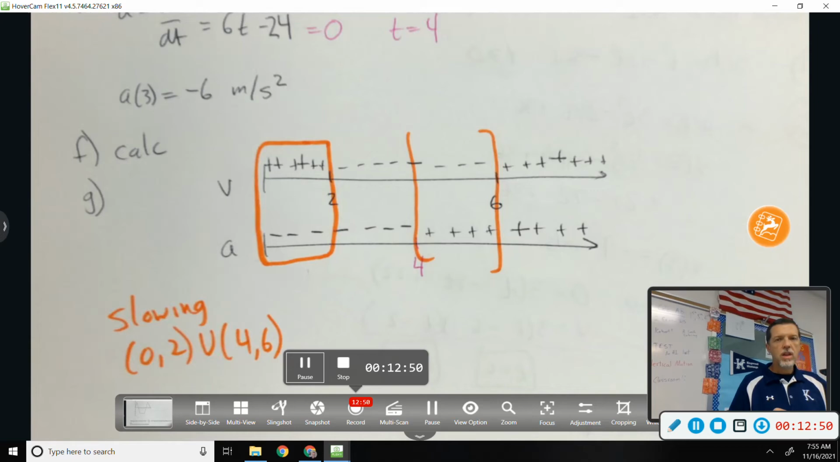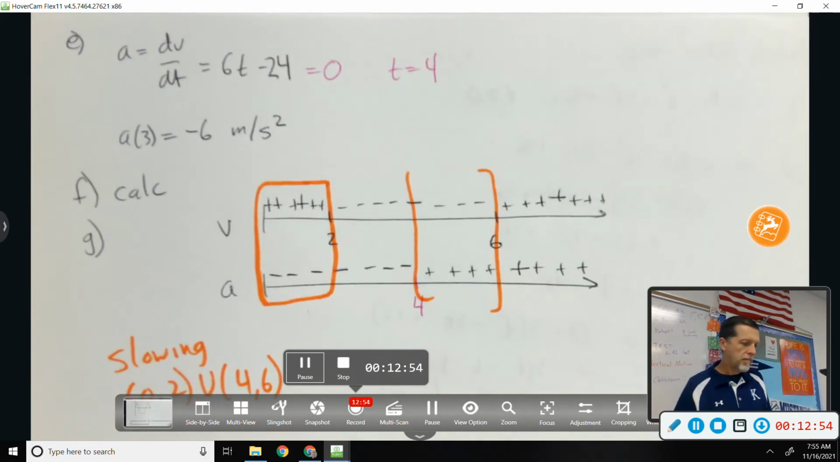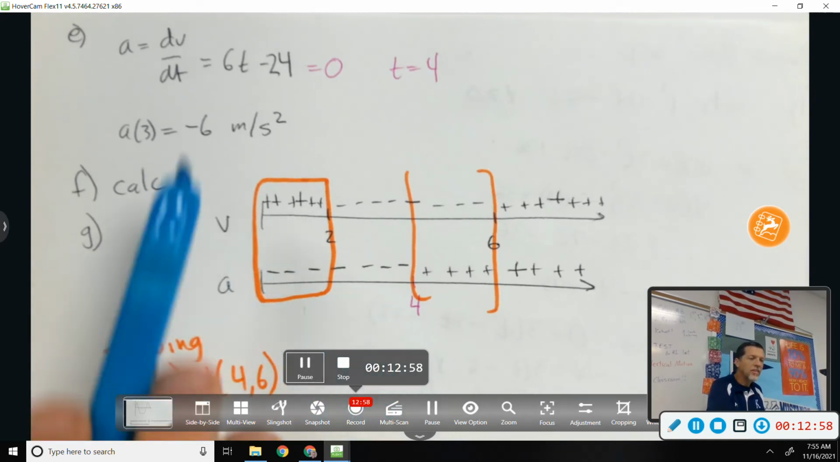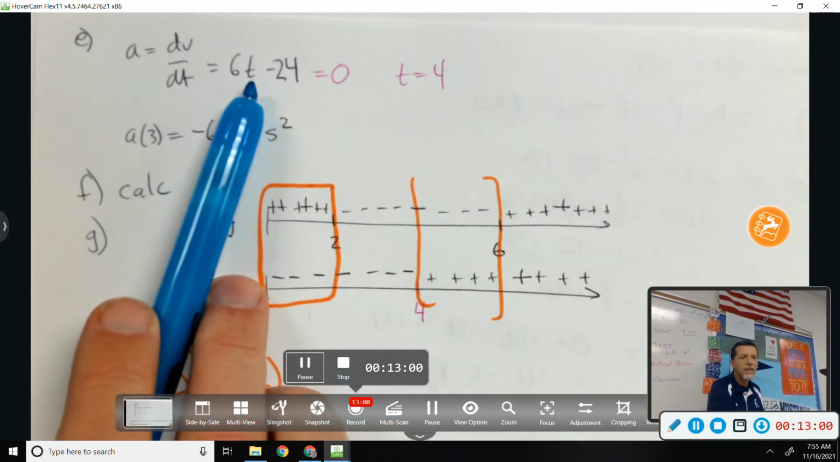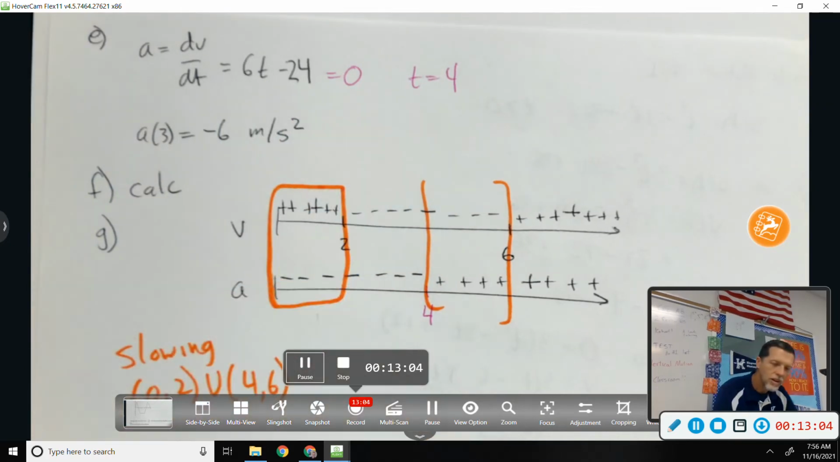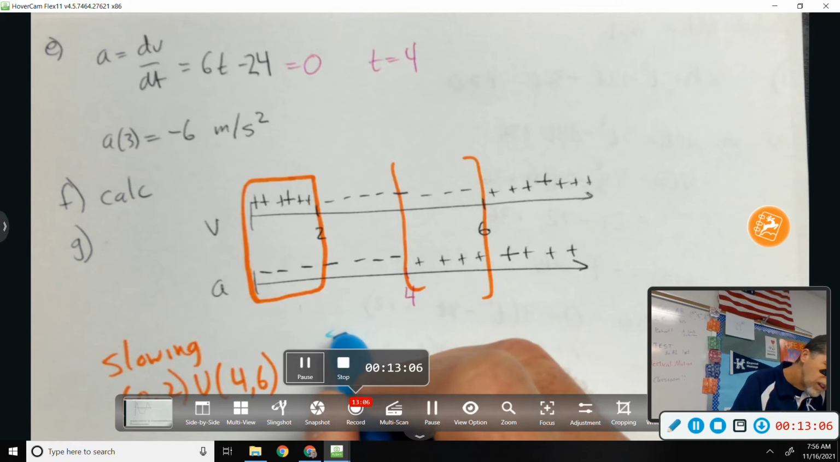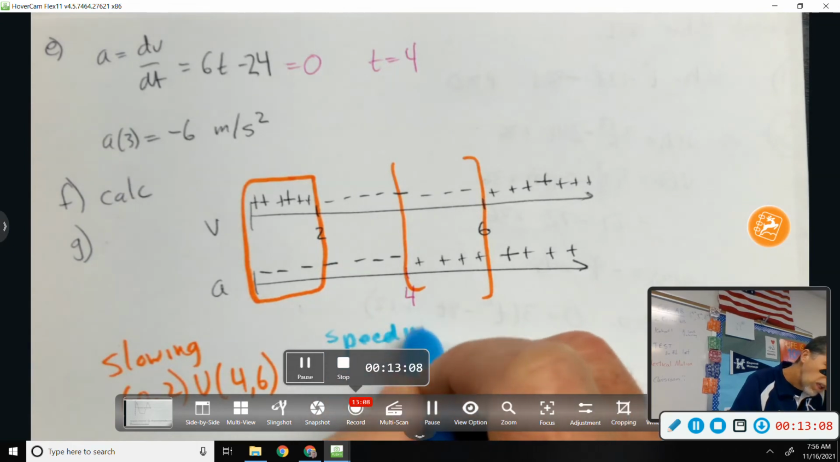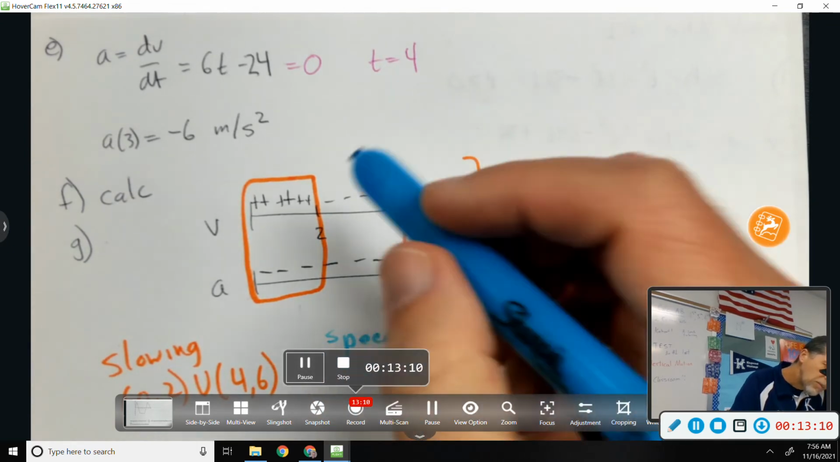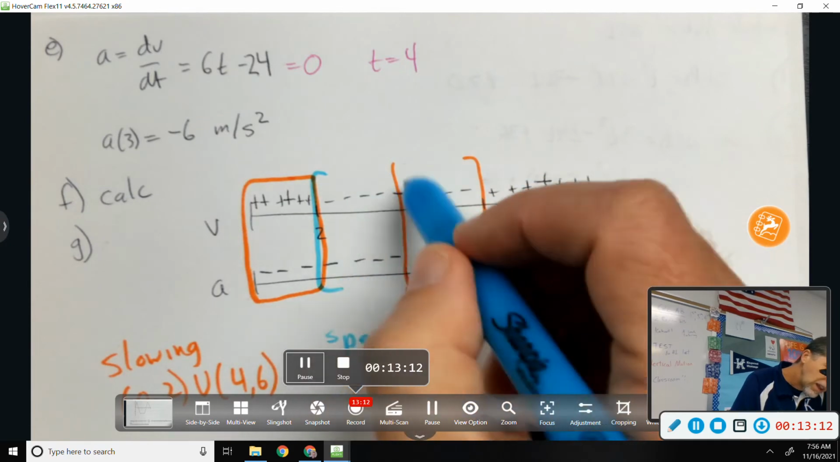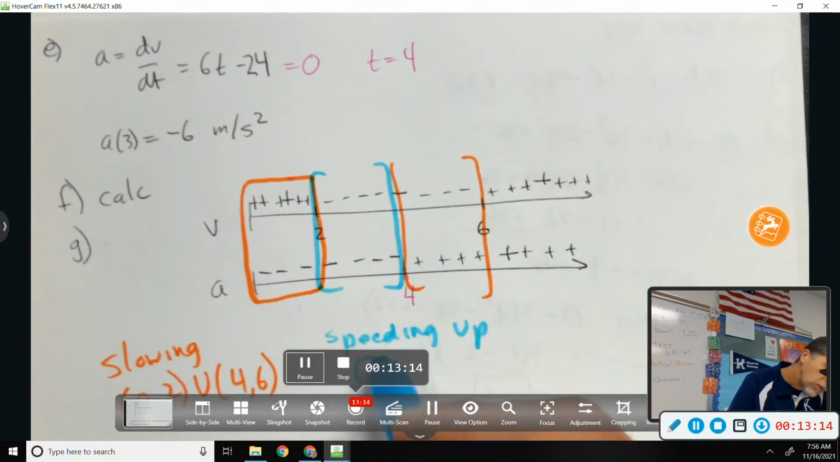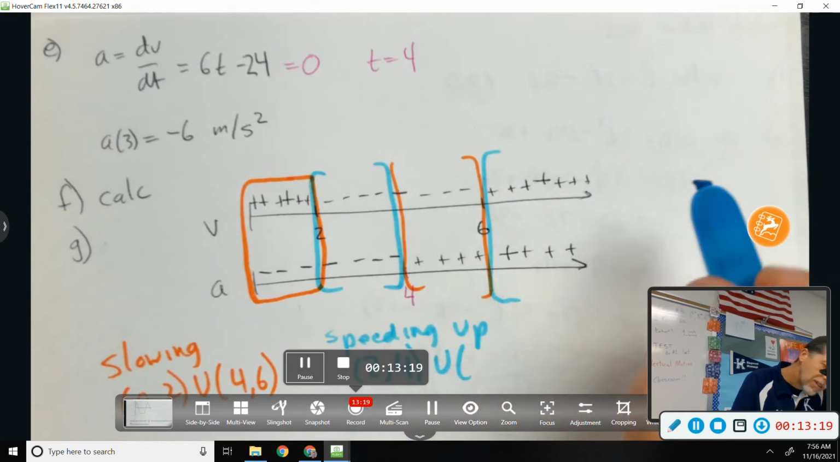What did you plug in for the A line, for the acceleration line? How did you know if it was positive or negative? I plugged in something less than 4 into that, anything less than 4 versus anything more than 4. Speeding up when the signs match, so that would be 2 to 4, and 6 and on, 6 to infinity.